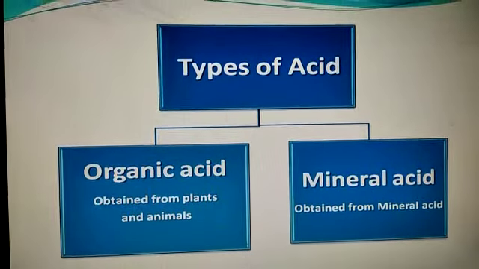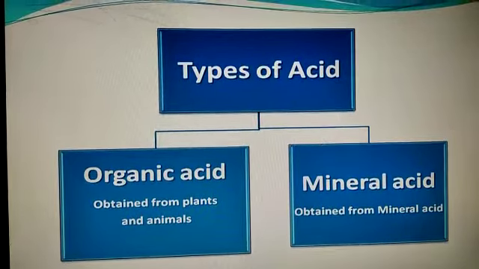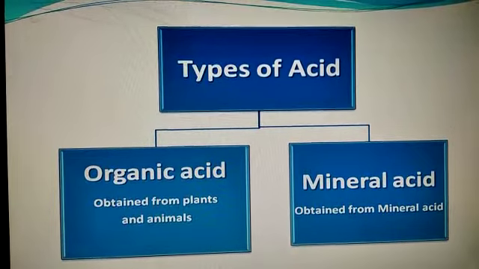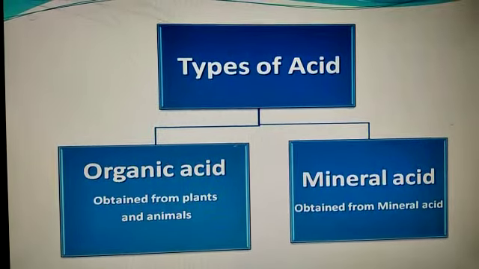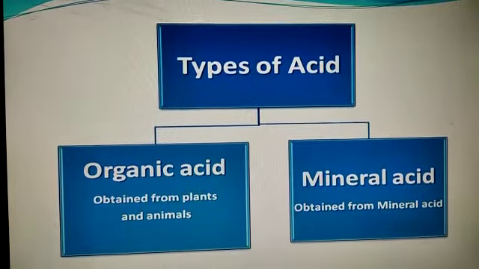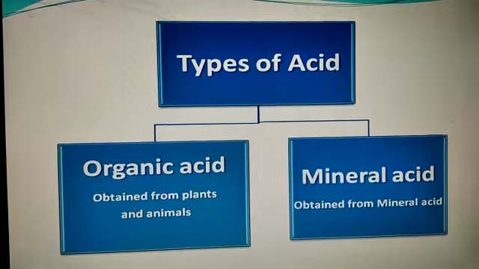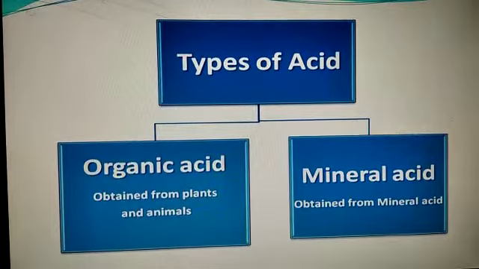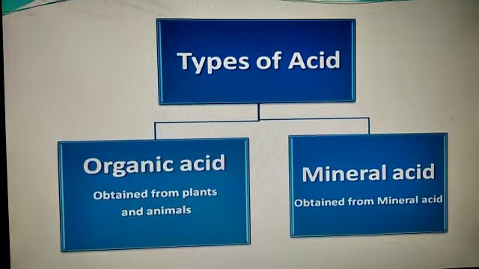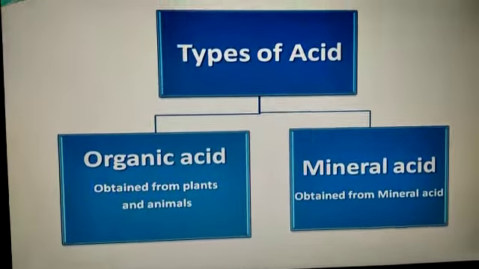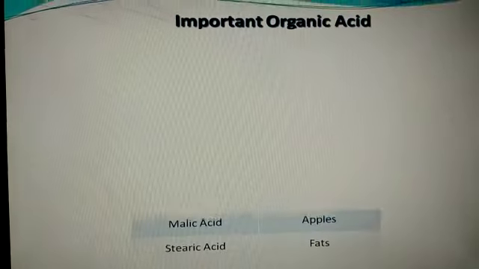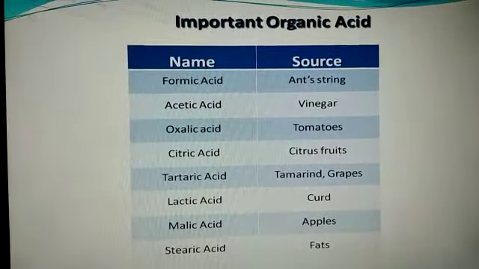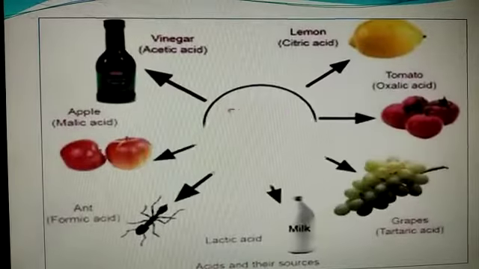Mineral acids, which are the other type of acid, are also known as inorganic acids. Inorganic acids come from the non-living, that is, they do not occur naturally. They are obtained from minerals, that is, they are prepared in the labs. Here are some important organic acids. Now we'll move towards the sources of these organic acids.